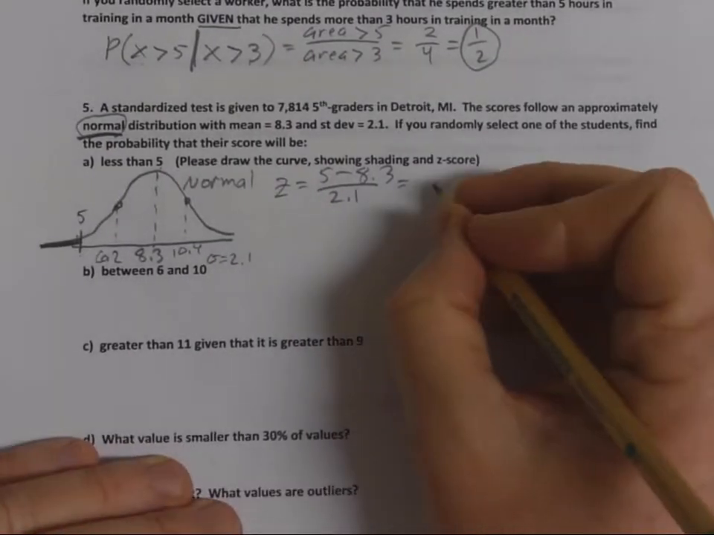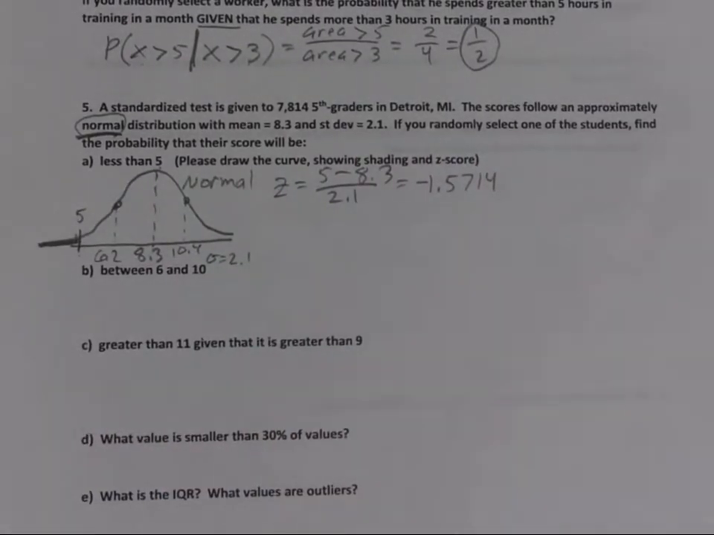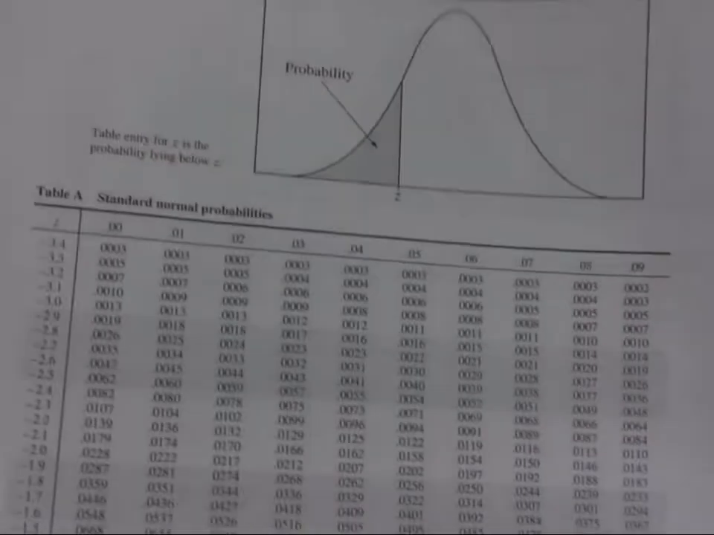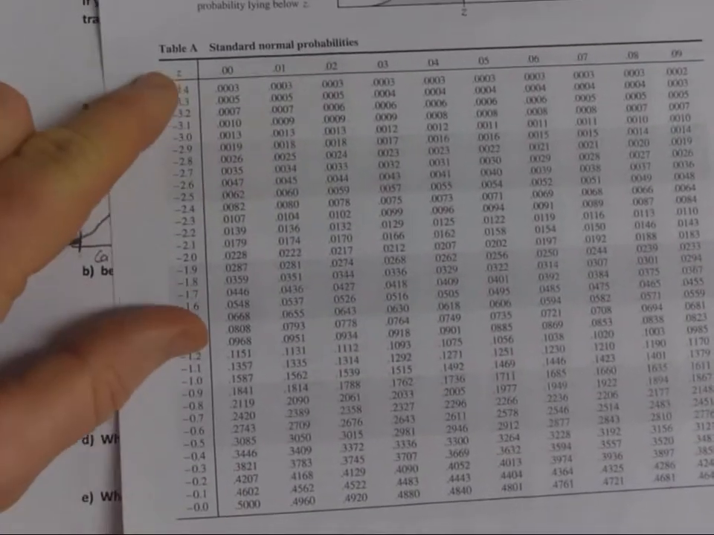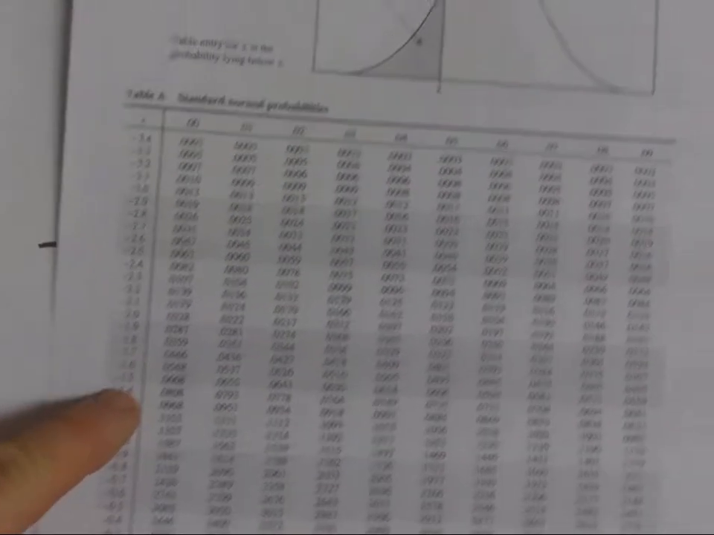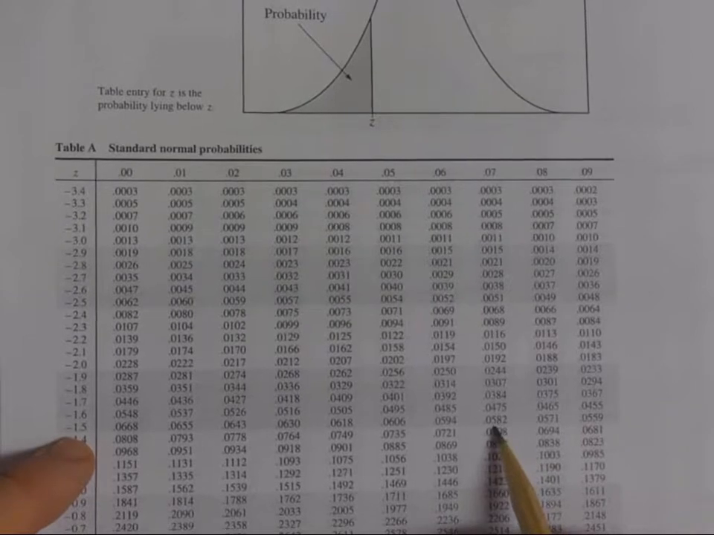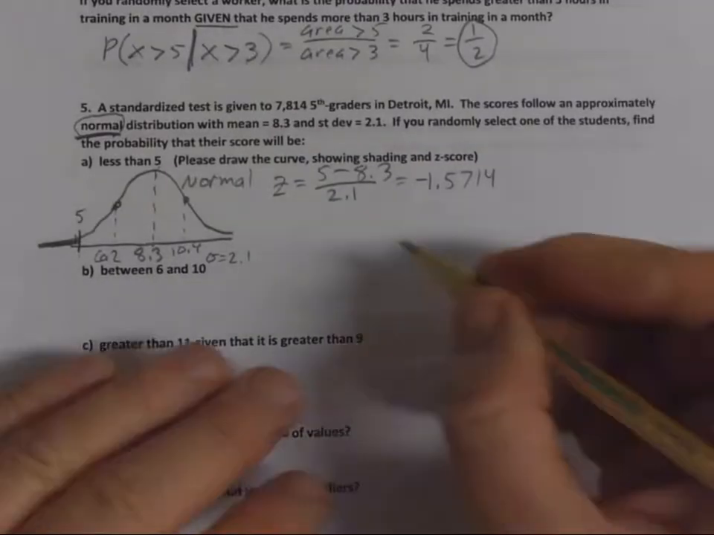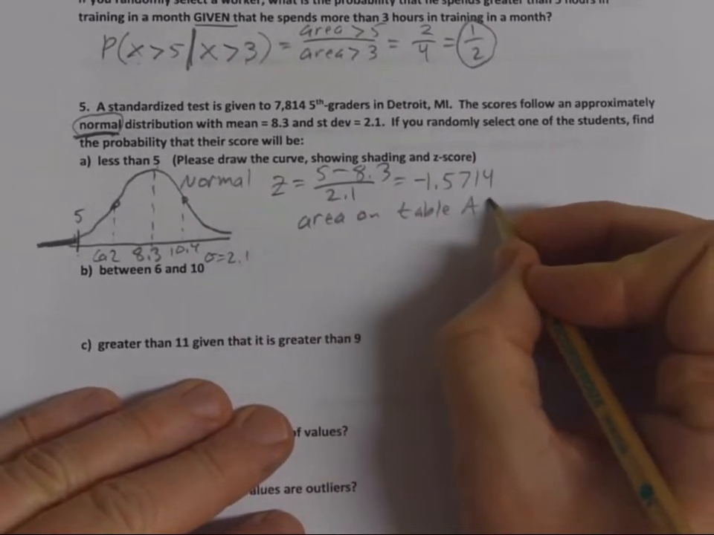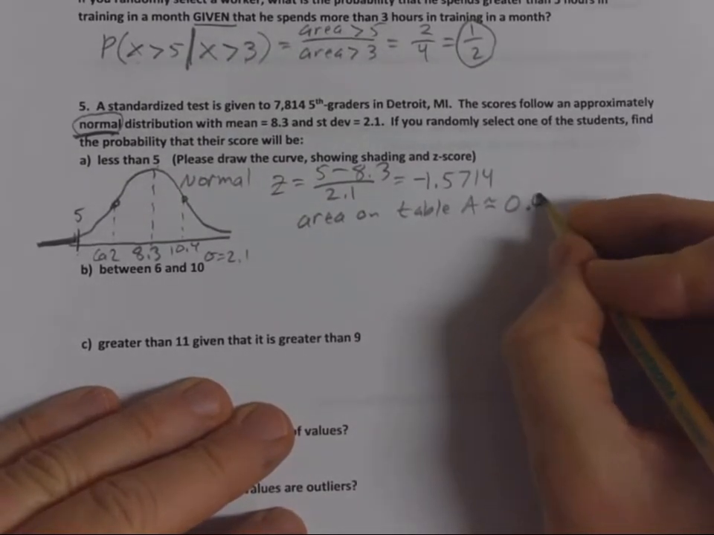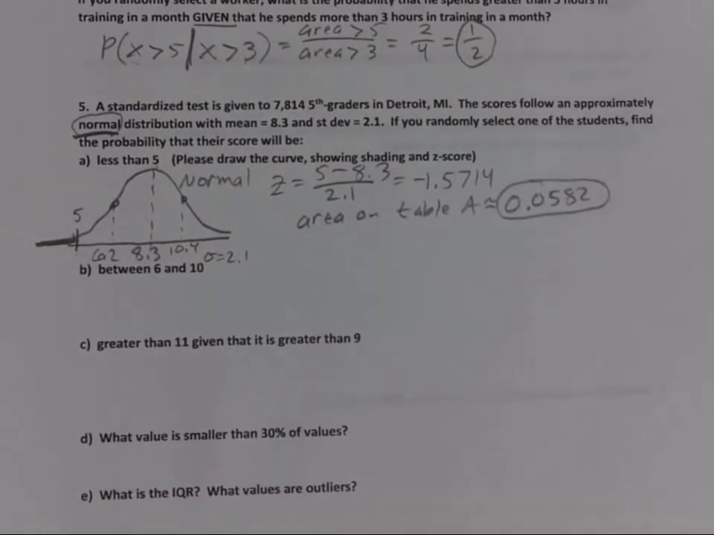When I do that, this gives me negative 1.5714 approximately. We could then go to Table A. Table A tells us the area that's below a certain z-score on a normal curve. We go down to negative 1.5, and then go over to the 0.07 column. We'd have to round to there, so this is just an approximation. That would take us down to 0.0582, and so that would be our answer. So our area on Table A is approximately equal to 0.0582. There we go. And that would be how you do that using the table.